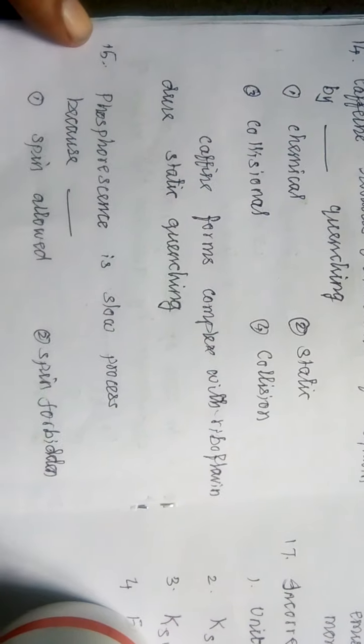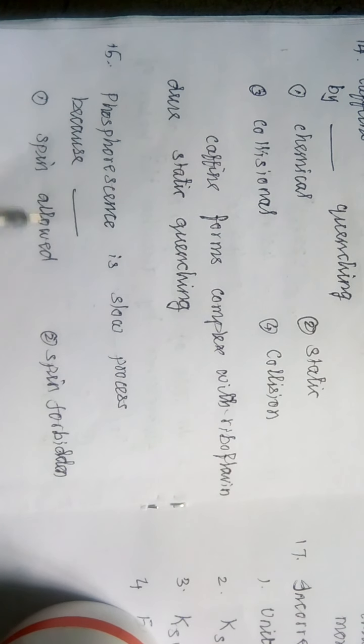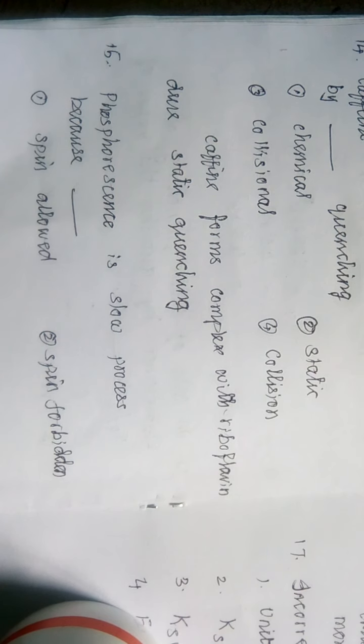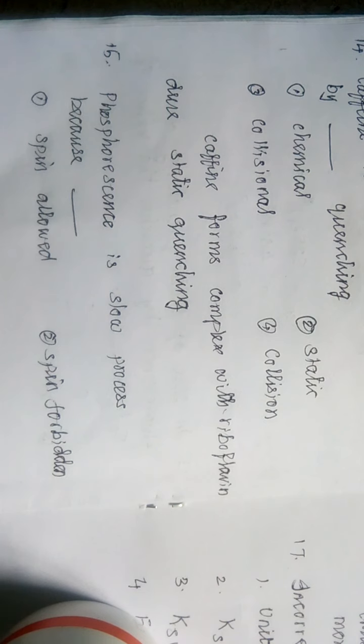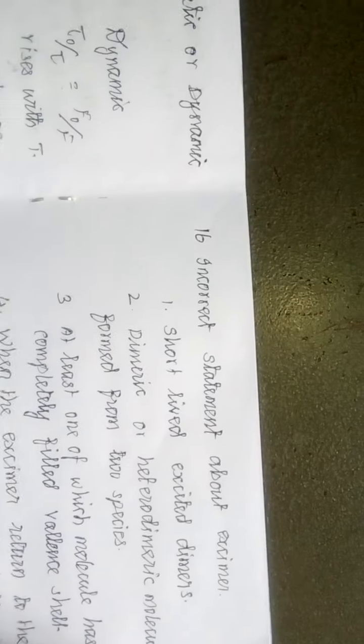Now the next question: phosphorescence is a slow process because, as in the Jablonski diagrams I have already given, it is a transfer of the molecule from the triplet state to the singlet state. When transferring from the triplet state to the singlet state, it is a forbidden transition because the spin states do not match. So it is a slow process. Questions based on this concept will definitely be asked in many competitive examinations.